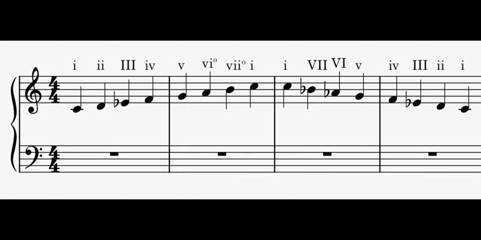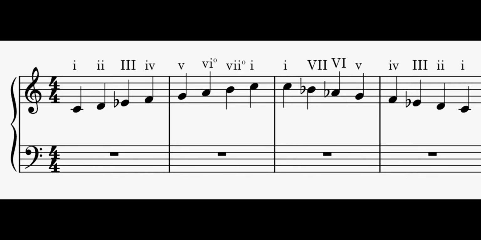Now, the melodic minor scale is the most interesting or unique out of all these other scales. The major, natural, and harmonic minor scales are the same when ascending and descending, but the melodic minor scale is a bit different. It actually changes the pitches depending on whether you're going up or going down.